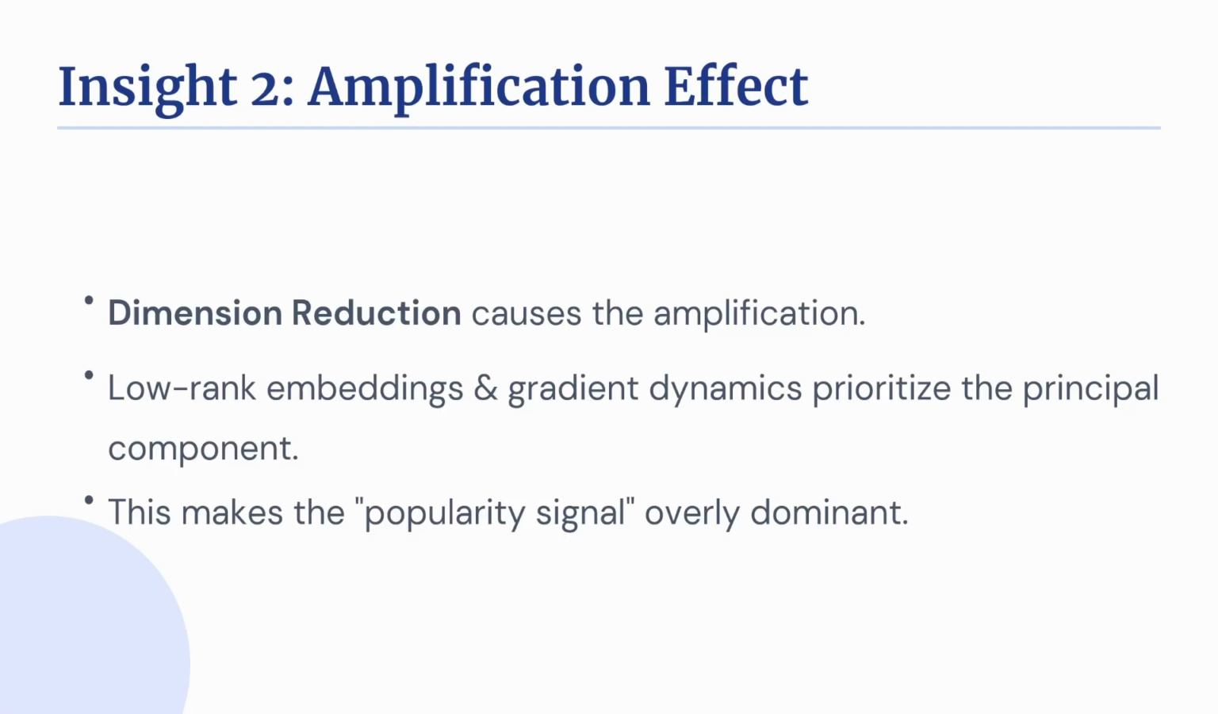The second insight is the amplification effect. This is the most fascinating part. The author points out that the real mechanical cause of bias amplification is dimension reduction. Because the embeddings we use are typically low rank, combined with the dynamics of gradient descent, the model prioritizes learning the principal component. This causes the weight of the principal singular value, which represents popularity, to be disproportionately amplified, thereby suppressing other signals that represent true user preference.